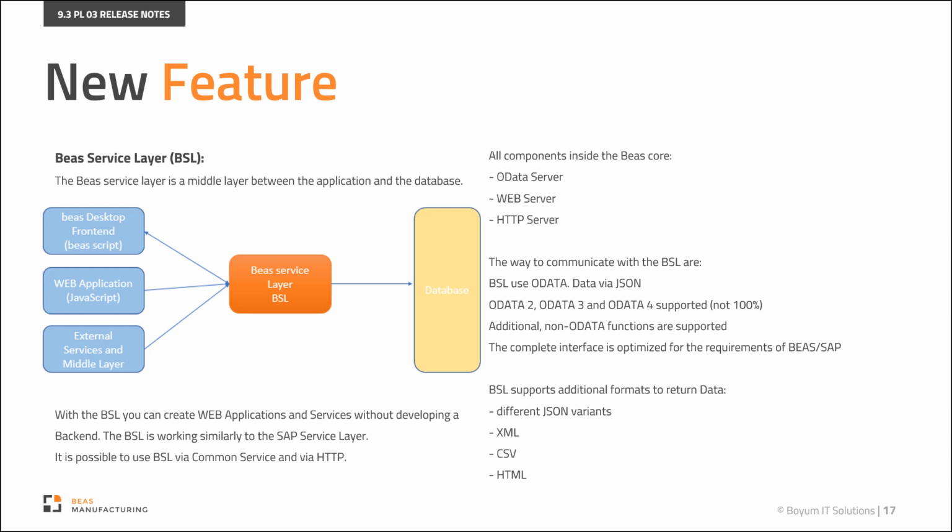It is possible to use the BSL via common service and via HTTP. The ways to communicate with the BSL are OData and data via JSON, and the complete interface is optimized for the requirements of Beas and SAP. To return the information, the BSL supports different JSON variants and other formats such as XML, CSV, or HTML.